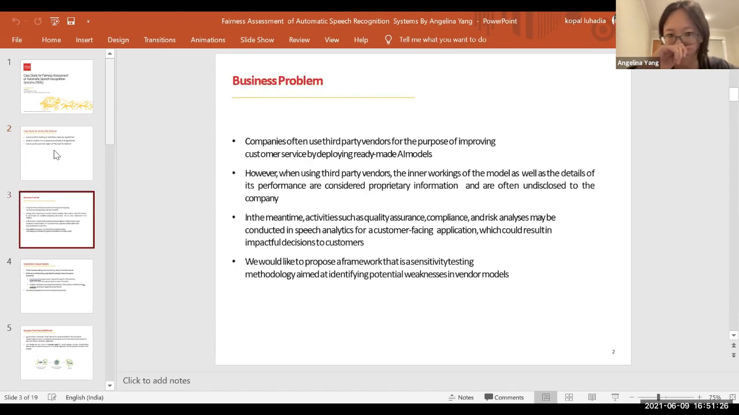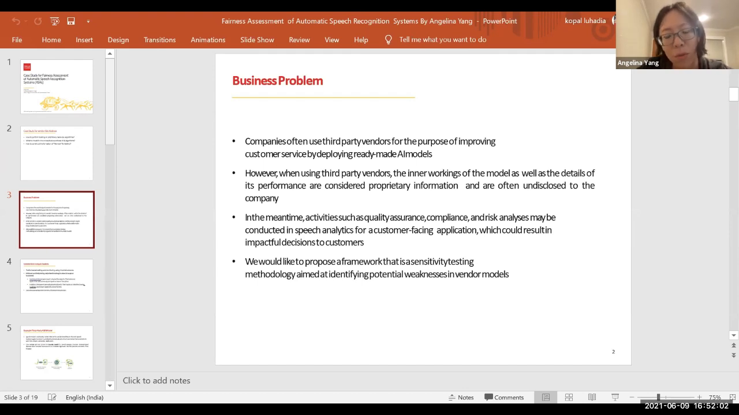Next page, please. Okay, so the business problem that we have is probably very universal. We all have some type of third-party vendors for all kinds of purposes, and we know that using third-party vendors, we usually don't know specifically how the model or application was developed. We probably don't really know the details regarding the development data set that's used. Those are proprietary information and often not disclosed to the company.